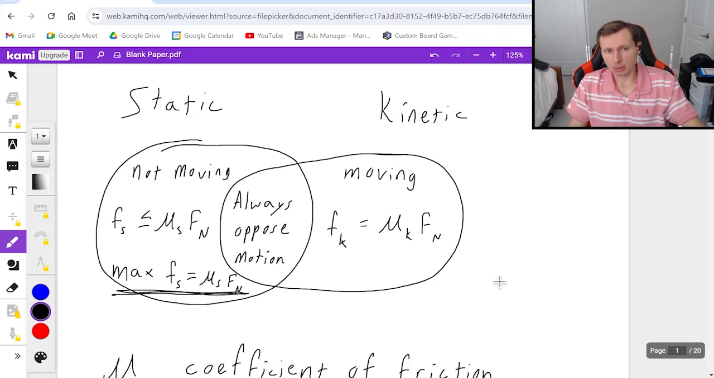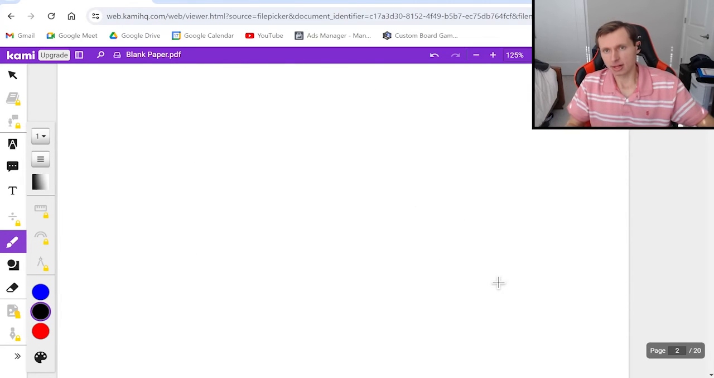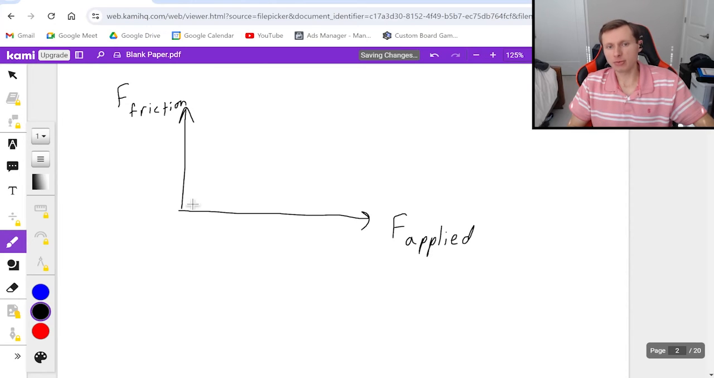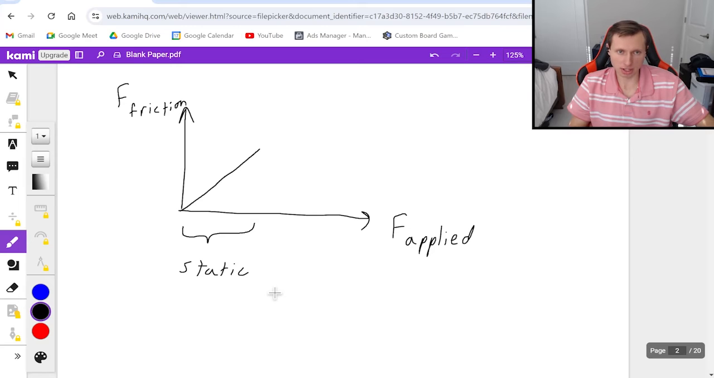The only other thing I want to show today is a little graph that displays how friction works. On the x-axis, let's say this is my applied force, in other words, how hard I'm pushing on the object or pulling on the object. And on the y-axis, we have the force of friction. Now, for very small values of the force, we're not going to move the object, and the graph is going to look like this. It's linear. And this is the static region. We're not moving because you didn't push hard enough yet.